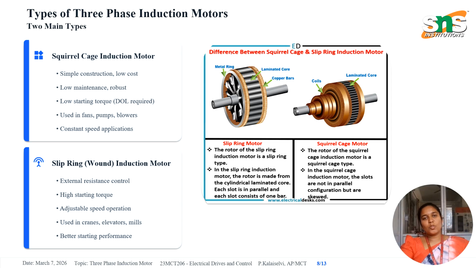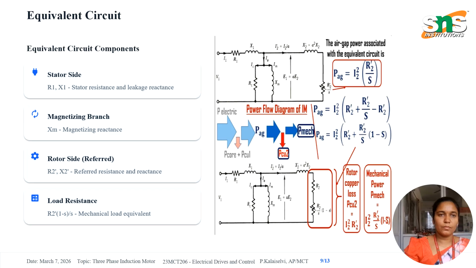There are two main types of three-phase induction motor: the squirrel-cage induction motor and the slip ring induction motor. The squirrel-cage induction motor is simple in construction, low cost, very robust, and low in maintenance. This type is mainly used in applications like fans, pumps, and blowers. The second type is the slip ring induction motor, which has high starting torque and external resistance control, and is suitable for heavy load applications like cranes, elevators, and rolling mills.